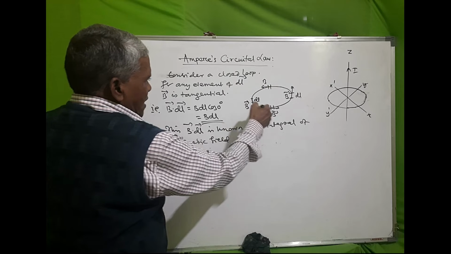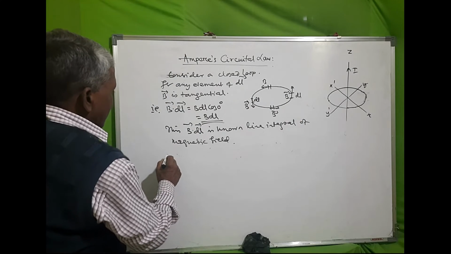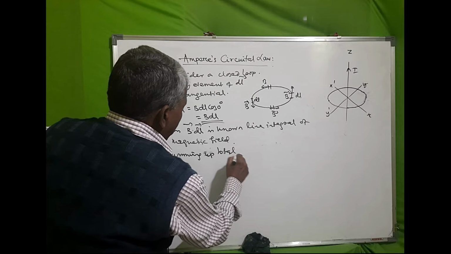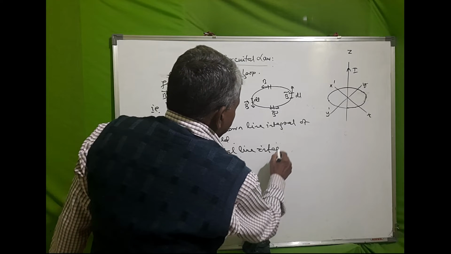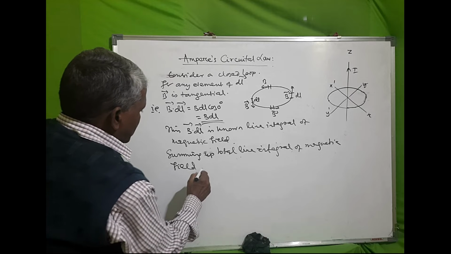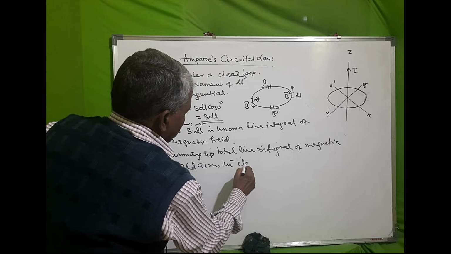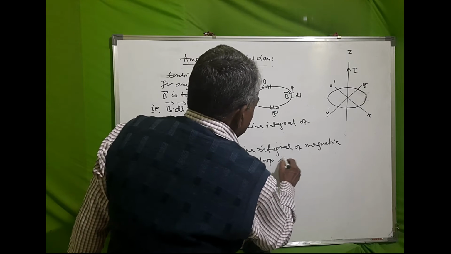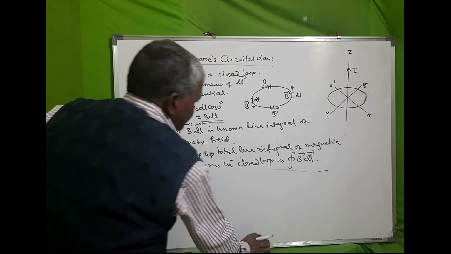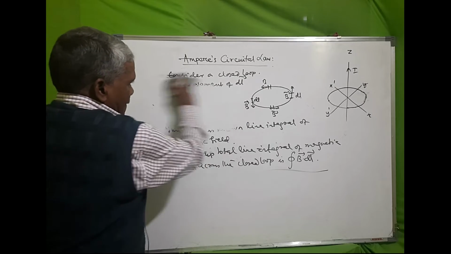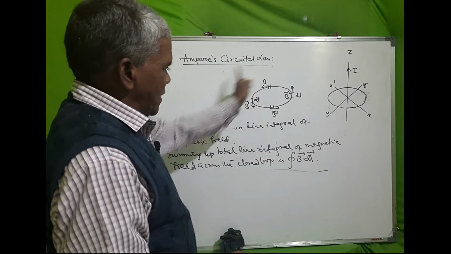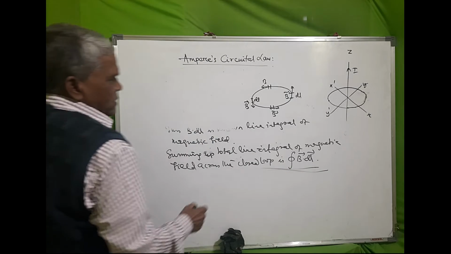Summing the total line integral of the magnetic field across the closed loop is written like this: integration of B dot dl.